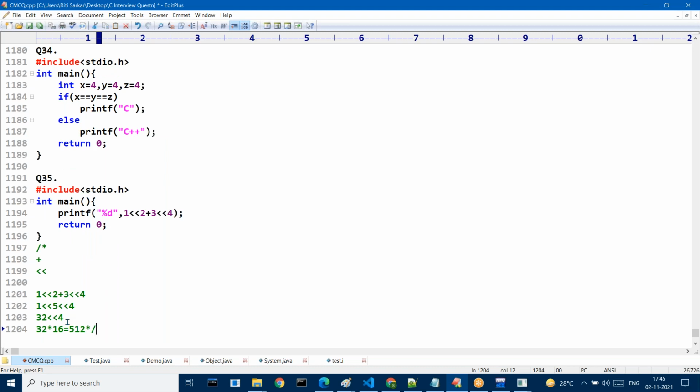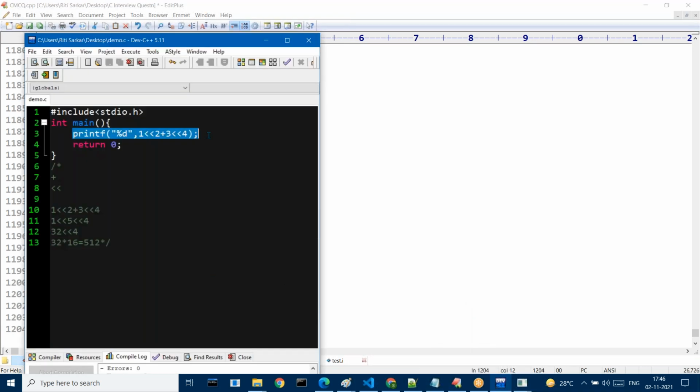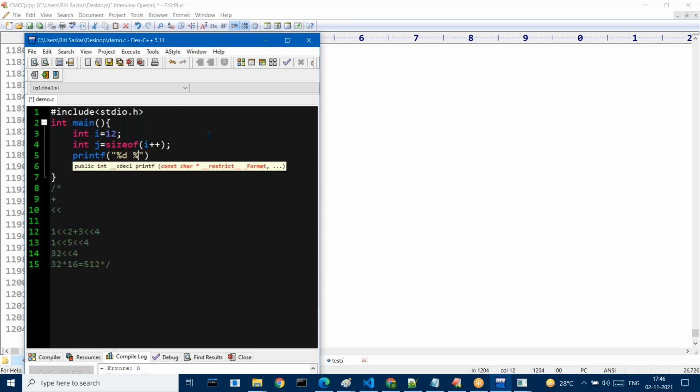Next, and after that, I'm writing here: int j. All the operator discussion is done now; that's why I'm mixing up. Int j is equal to sizeof i plus plus. Printf %d i j. What is the answer, sir?